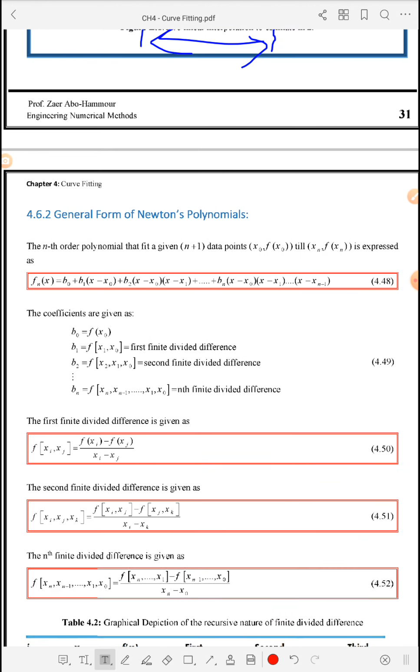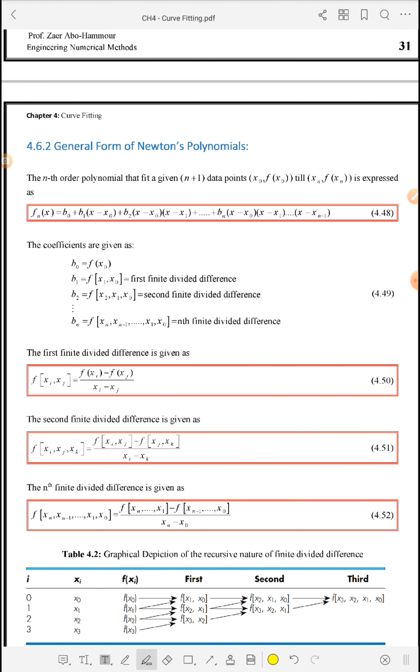In a few minutes, we will switch now to the general form of Newton divided differences polynomials. So the nth order polynomial, and as we discussed the rule, if we are speaking about the nth order polynomial, then there should be n plus 1 data points, and those data points from x0, f of x0 till xn and f of xn. Okay, so this is the generated nth order polynomial based on Newton polynomial, and this is its formulation as given in equation 4.48.